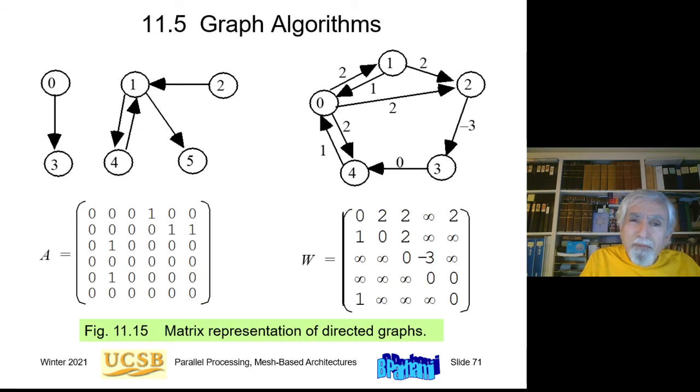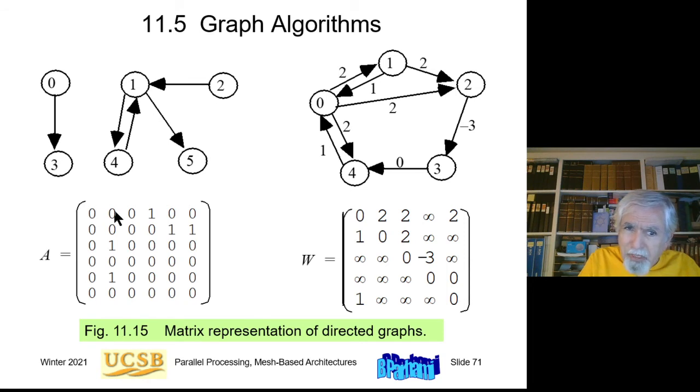A few words about graph algorithms. A directed graph can be represented as an adjacency matrix, where a 1 occurs in the matrix in position ij when node i is connected through a directed link to node j. So for example, node 0 is connected to 3.